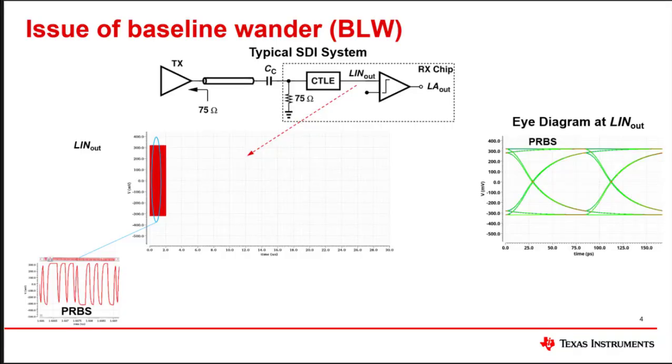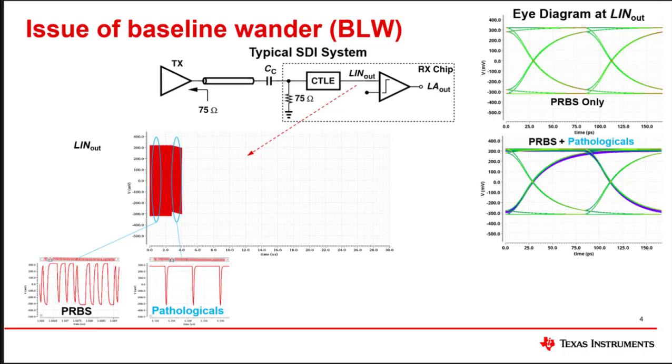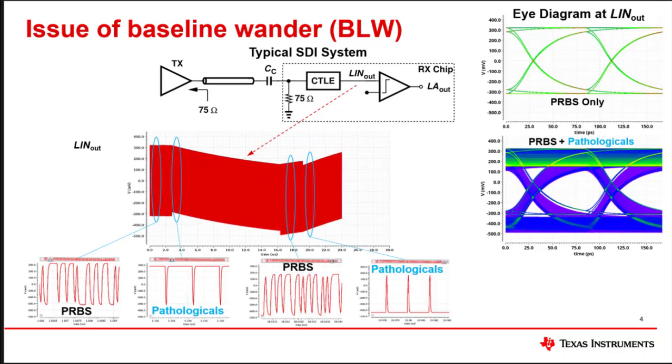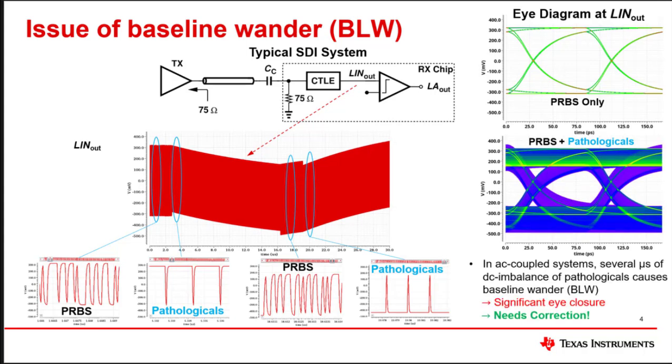Consider this system with a transmitter followed by a cable with an AC coupling cap connecting to the receiver chip, as shown in the typical SDI system block diagram above. When the data pattern is DC balanced, or PRBS-like, there are no issues and the eye diagram at the equalizer output looks clean. However, as soon as the pathologicals arrive, the AC coupling capacitor blocks the low-frequency information, resulting in baseline wander, where the waveform shifts down and up, leading to increased jitter and reduced eye opening, thus affecting margins if left uncorrected.